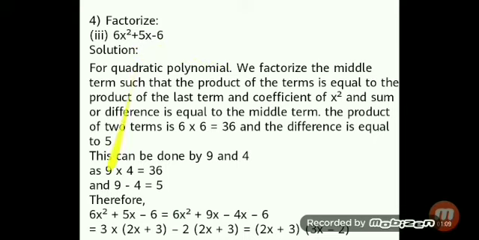So we write 6x square, we write 5x as 9x minus 4x, and minus 6 remains as it is.